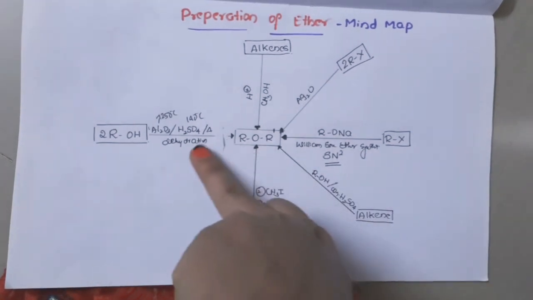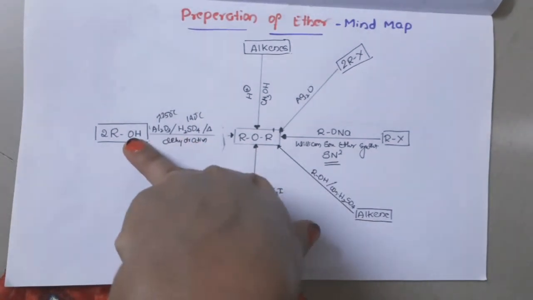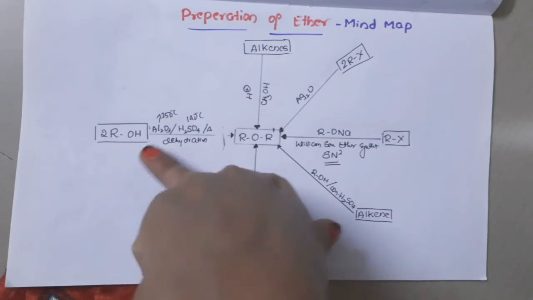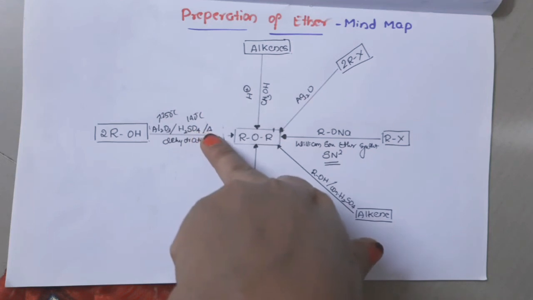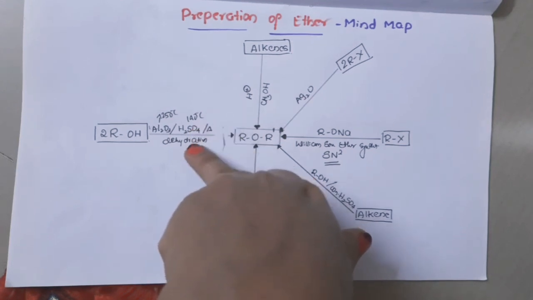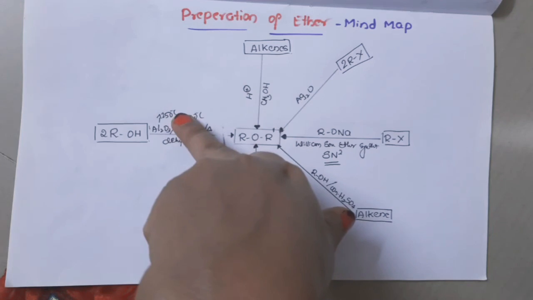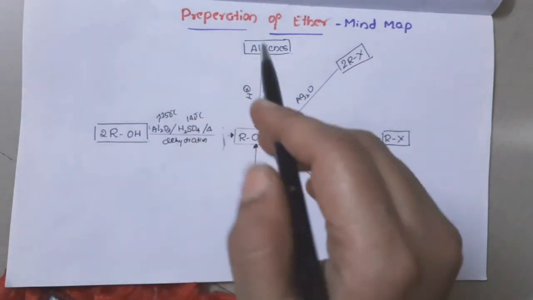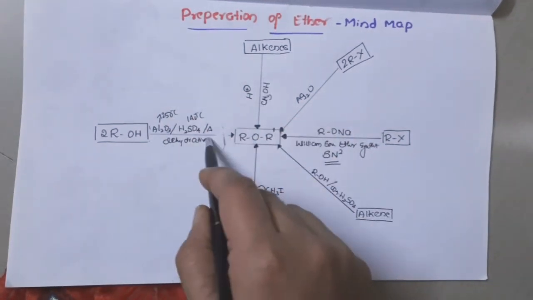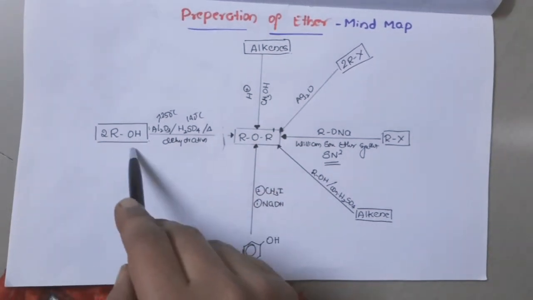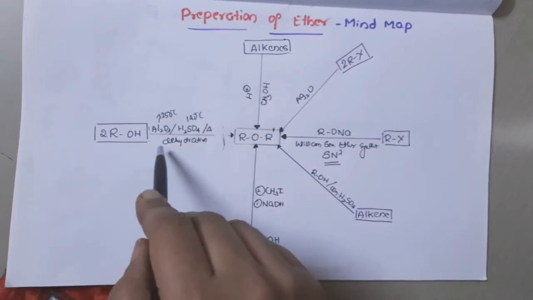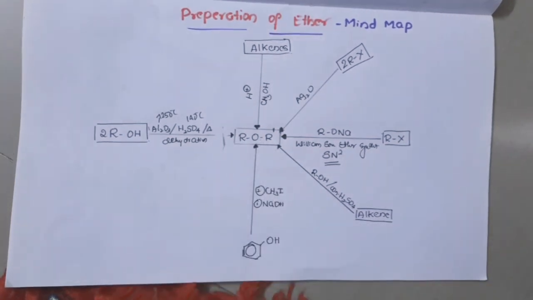Now come to the next method. This is when excess alcohol is treated with either aluminum oxide or H2SO4 and heated at a particular temperature: around 140 degrees Celsius in presence of sulfuric acid, 250 degrees Celsius in presence of aluminum oxide. What exactly happens? There is a dehydration process, which means there is a removal of a water molecule when the two alcohols combine. Water is removed and that leads to the formation of an ether.